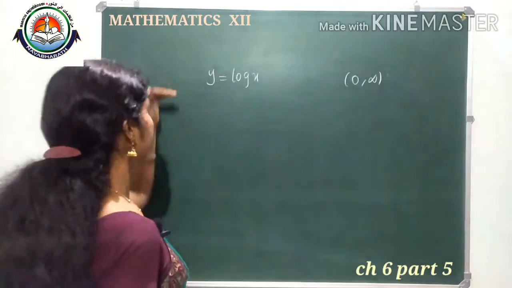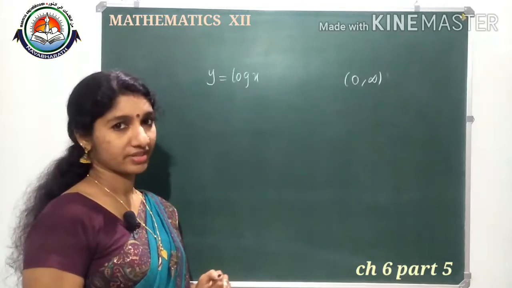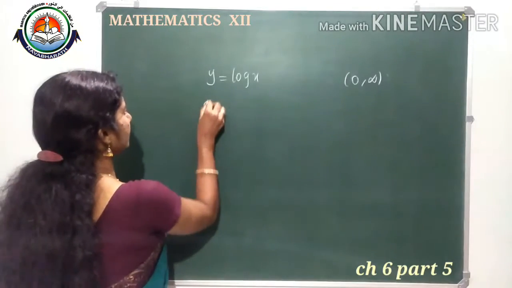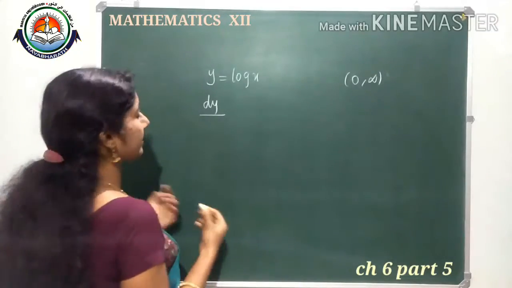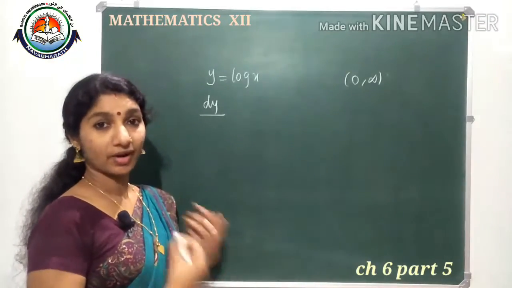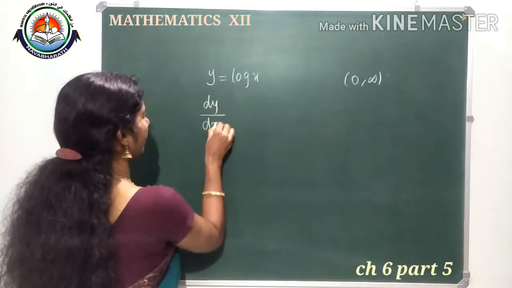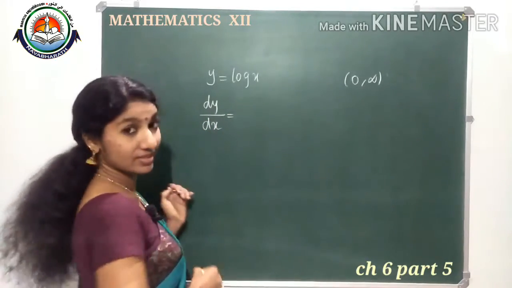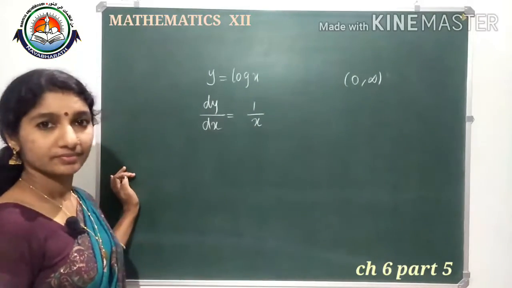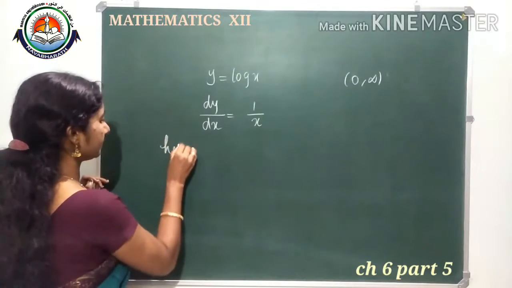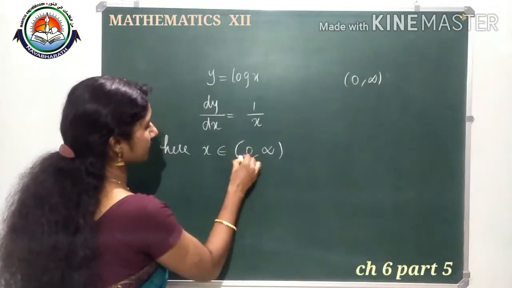So we will write the given function, that is y equal to log x, and to prove it is strictly increasing. When it is strictly increasing, dy by dx is greater than 0. Then we can find dy by dx, that means the derivative of log x with respect to x, which is 1 by x. And here x belongs to (0, infinity).